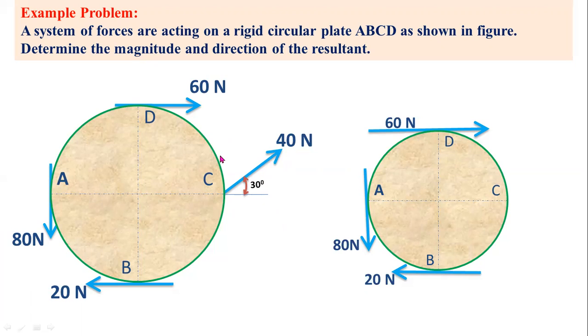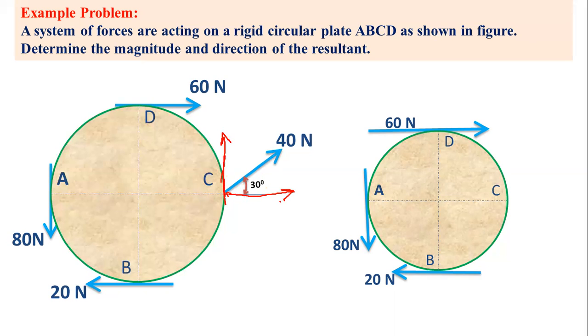You can observe this 40 newtons force lies in first quadrant. This is the x-axis, this is the y-axis. This 40 newtons of force makes an angle 30 degrees with respect to x-axis. So this 40 newtons force lies in first quadrant. So you have to convert this 40 newtons of force into x component and y component like this.